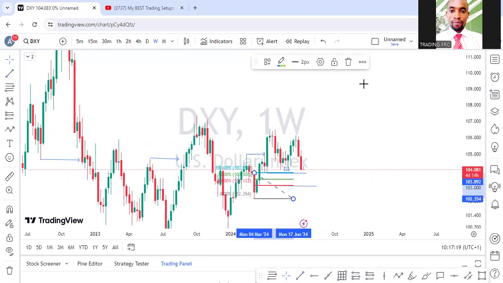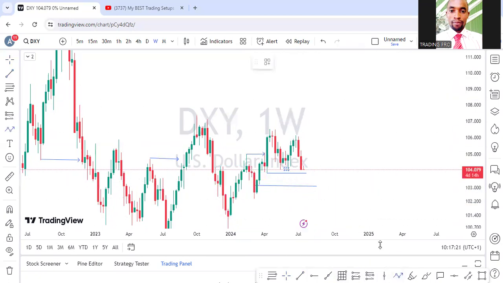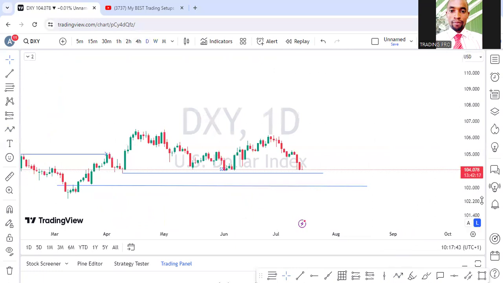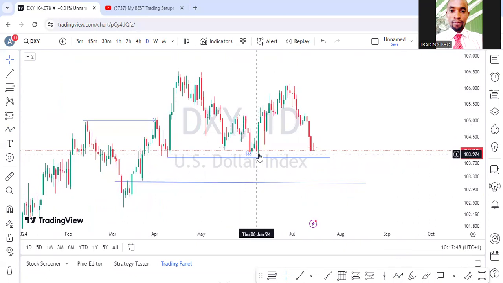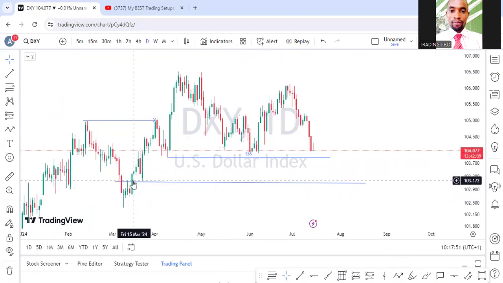So all we should be expecting this week going forward is still a condition of bearish on the dollar. Price comes to sweep the liquidity here, then price stabilizes here, before we see the continuation of the bullish move that we need on the dollar. Let's drop to the daily time frame. On the daily time frame we have a couple of liquidities residing here, right? And this is the 50% of the weekly order block that we highlighted.